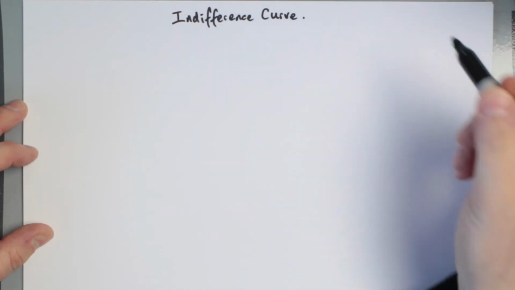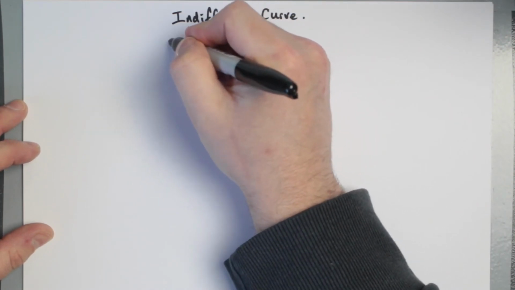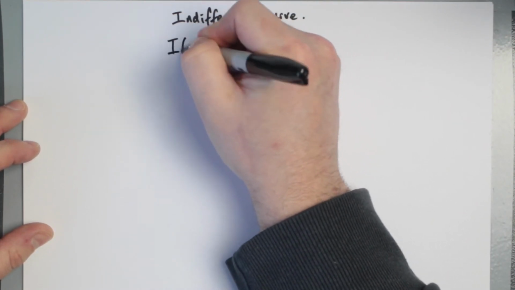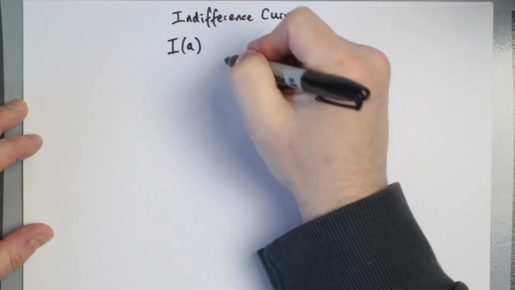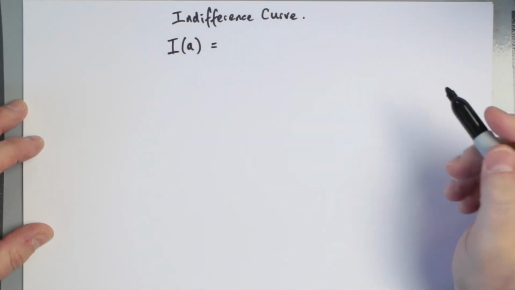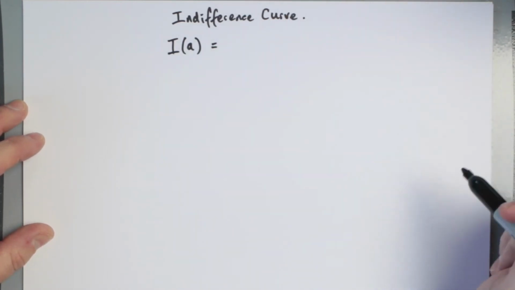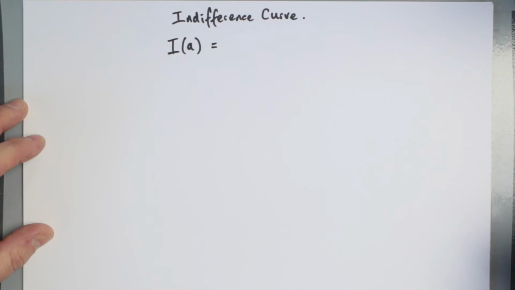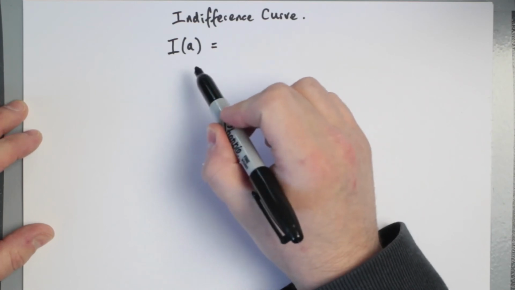Now, the formal definition is essentially, if I take a bundle A, I'm going to write the indifference curve or the indifference set associated with that bundle will be the following. Now, this is called set builder notation. If you haven't seen set builder notation before, it's worth just searching for it online. You'll find it very quickly. It's not too difficult. But let's just learn it in context now.